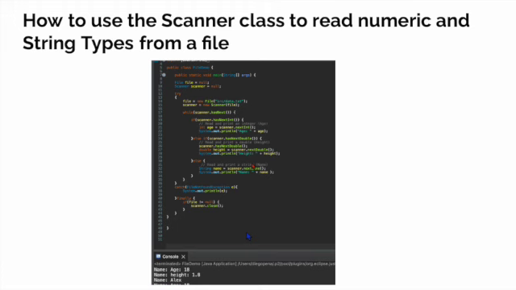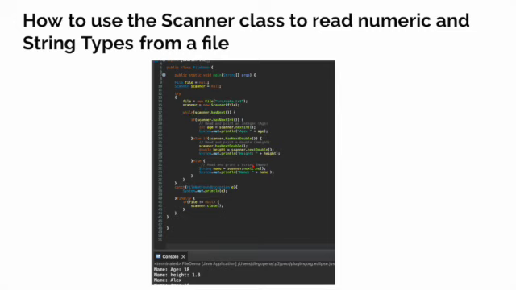Now I will explain how to use the Scanner class to read numeric and string types from a file. So in this example, first I am declaring the file and scanner variables. Then inside the try block, I'm going to initialize the file and scanner object. So the file is going to represent the file and the scanner is going to read it.